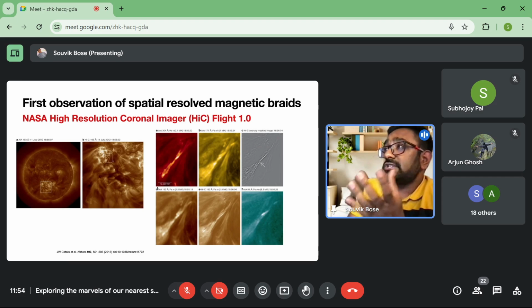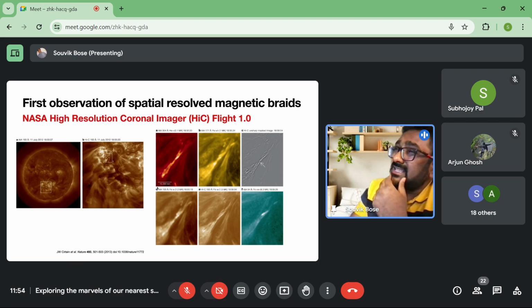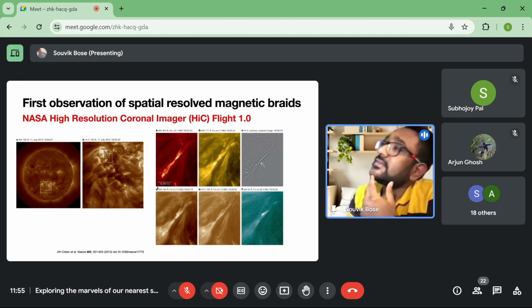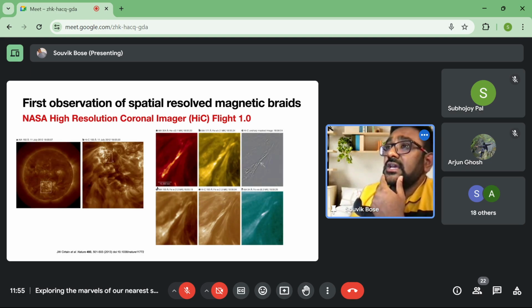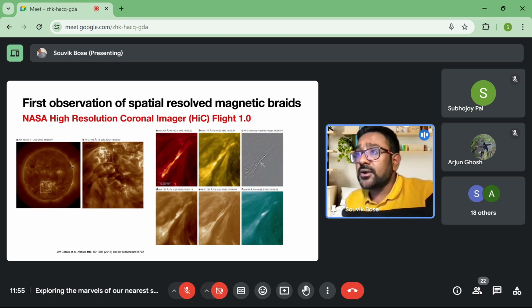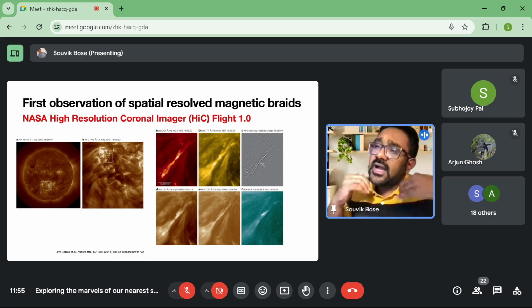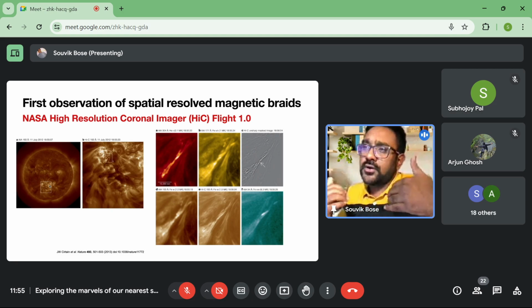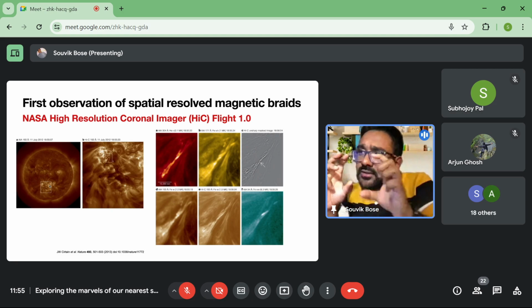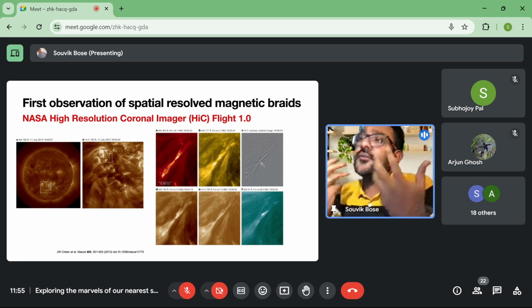So the first observation of spatially resolved magnetic field braiding was made by the sounding rocket called HiC, or the High-Resolution Coronal Imager, back in 2012. It was the first flight of the HiC mission. So HiC observed this particular region. This is the image taken from the Solar Dynamics Observatory, but HiC only focused on this small region. The higher the resolution you have, the smaller the field of view you can actually observe, right?